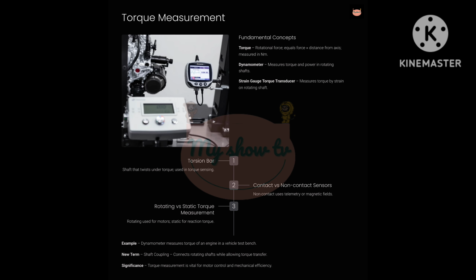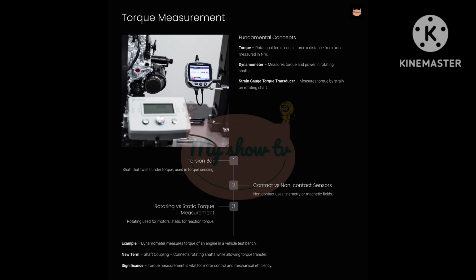Slide 4. Torque measurement. Torque is the turning effect produced by a force applied at a distance from a pivot. It is measured in newton meters, N·m. Torque is especially important in machines with rotating parts like motors and engines. One of the key instruments for measuring torque is a dynamometer, which can measure both torque and power. There are rotating type and reaction type dynamometers depending on whether the shaft is in motion or not.